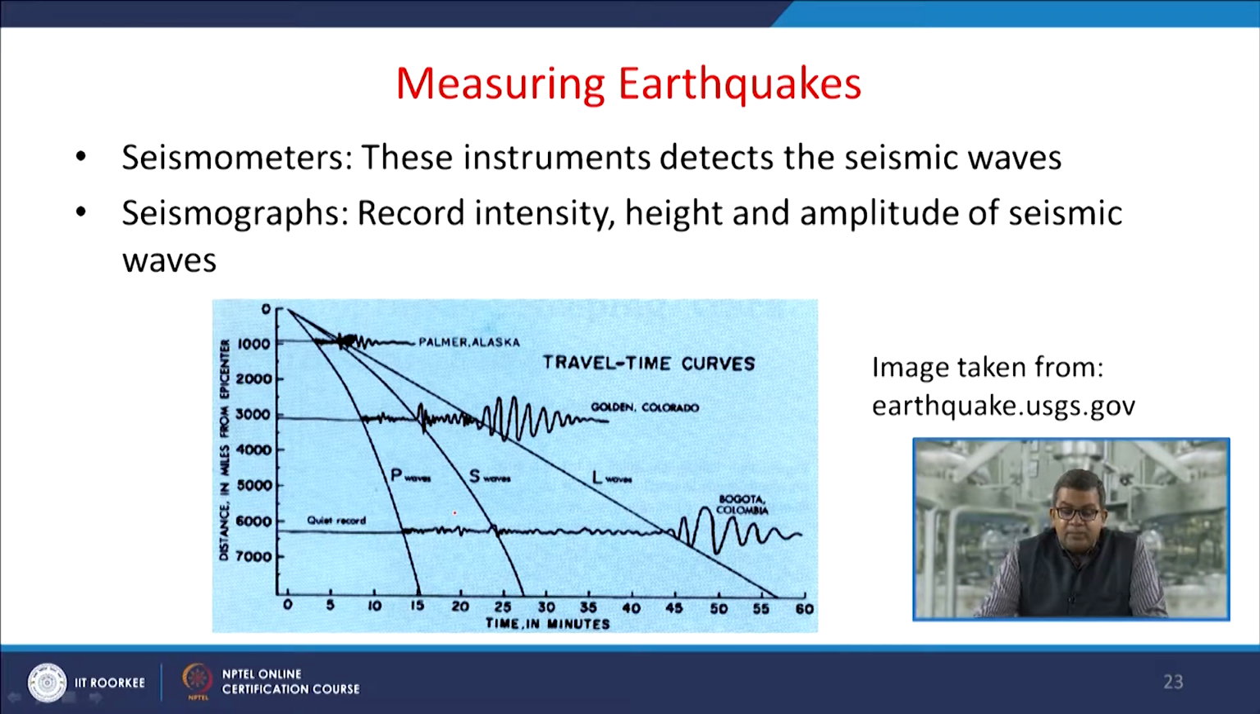Now, sometimes measuring an earthquake is a bit tricky, and for this, seismometers and seismographs are both used. Seismometers detect the various seismic waves, whereas seismographs record the intensity, height and amplitude of those seismic waves. You can see this particular graph where the seismograph records are given, for regions like Alaska, Golden Colorado, Bogota. They have recorded the different waves, etc. This is a sample example of a seismograph.